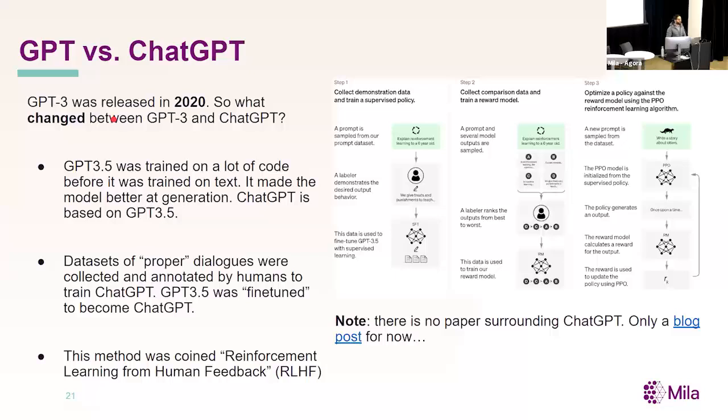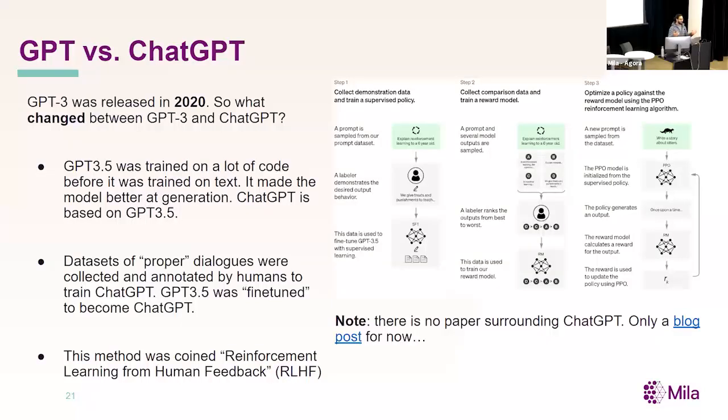GPT-3 itself was released in 2020. Why are we only hearing about ChatGPT in 2022? What took so long, and what is the main difference between the two? So the main difference, first of all, is the underlying model. What we were told is that ChatGPT is actually powered by GPT 3.5, which was an iteration on GPT-3. So probably some different sets of data.